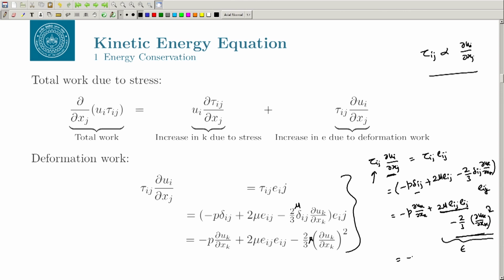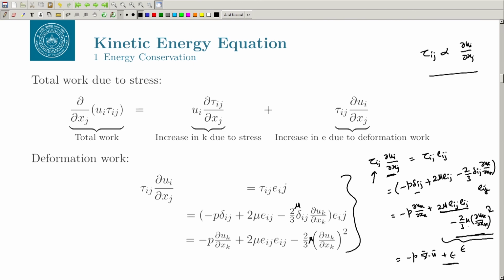So, these two terms together are the viscous dissipation term and we will denote it by epsilon. So, this will become minus p del dot u plus epsilon, which is the viscous dissipation term, and you can find out the unit of this dissipation term. So, dissipation per unit volume in fact. So, this is del u k by del x k, right. And there is a mu term here.